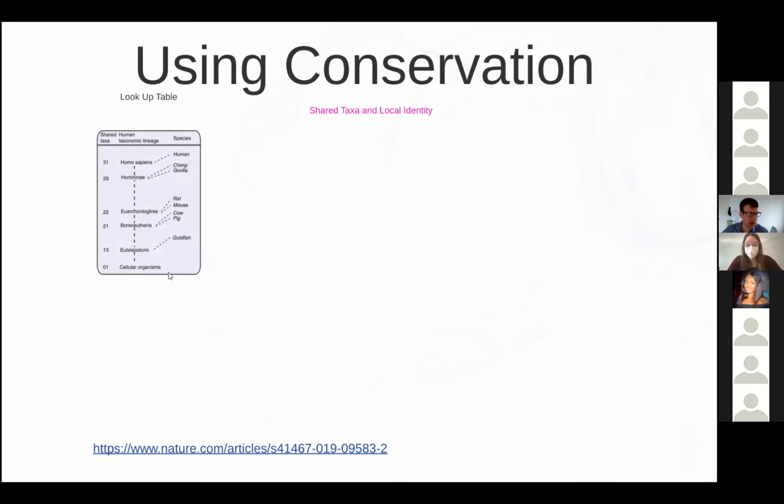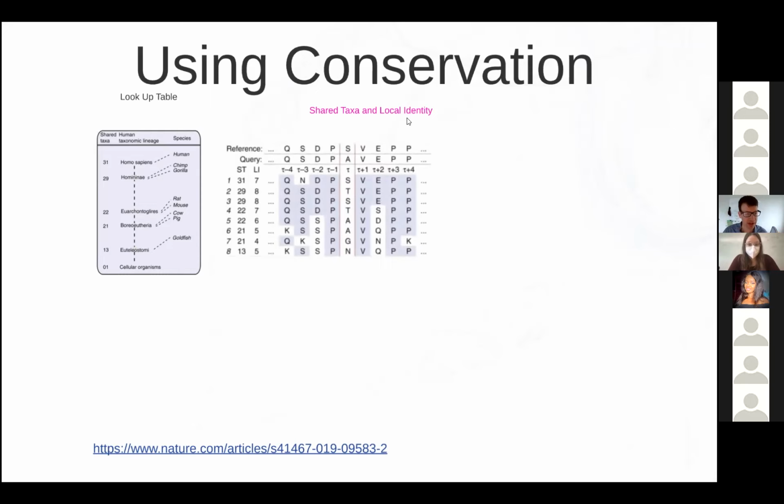And so here you can see a table that has Homo sapiens and rats and mice and cows and pigs and goldfish. And it's just listing for each of those species how many taxa are shared. When you make these comparisons, going up and down the phylogenetic tree, you can list how many shared taxa there are between any two. And then local identity is just identity. So here's how this works.